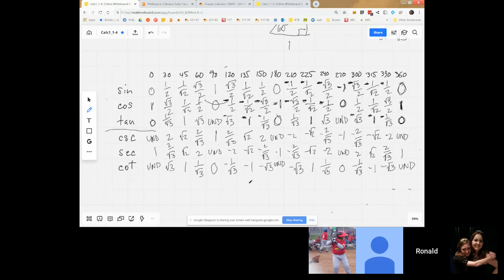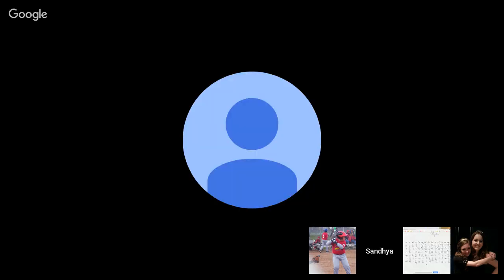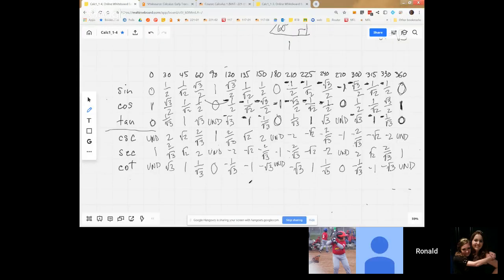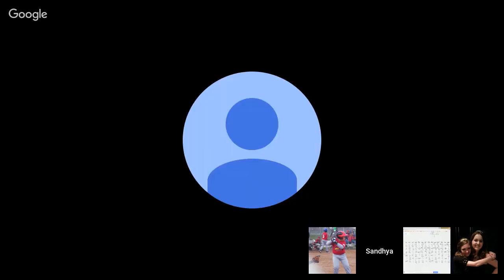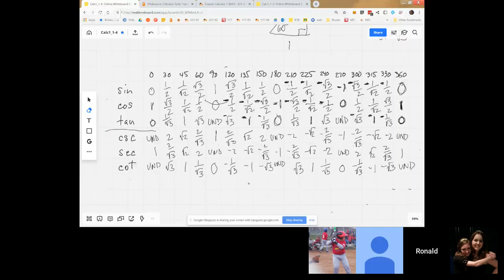undefined. For the cotangent of 210, why is it negative? I thought it would be positive. Root 3. I made a mistake. Okay. You are absolutely correct. It's the reciprocal of 1 over the square root of 3, which should be positive square root of 3. Thank you for noticing that.